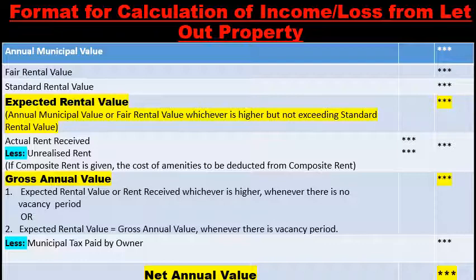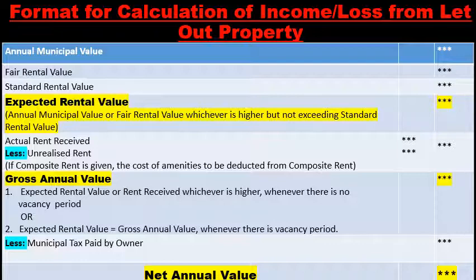Then fair rental value: the value fixed based on the value of nearby property is called the fair rental value. The value of the house property is fixed based on the value of nearby house properties, then it is called a fair rental value. The next one is the standard rental value: the value of the house property fixed based on the Rent Control Act is called the standard rental value.